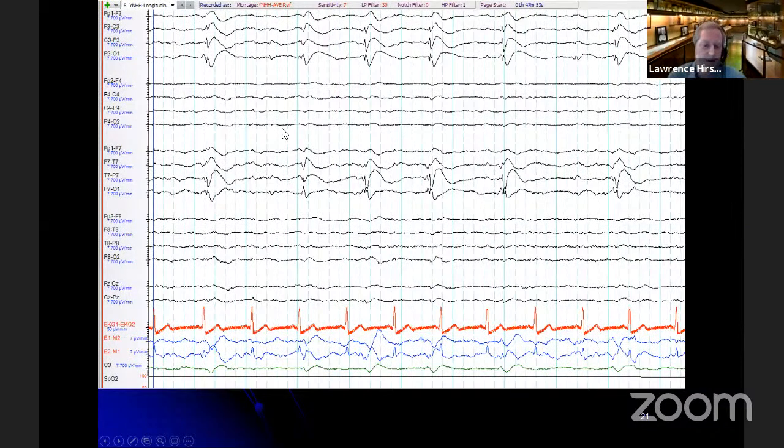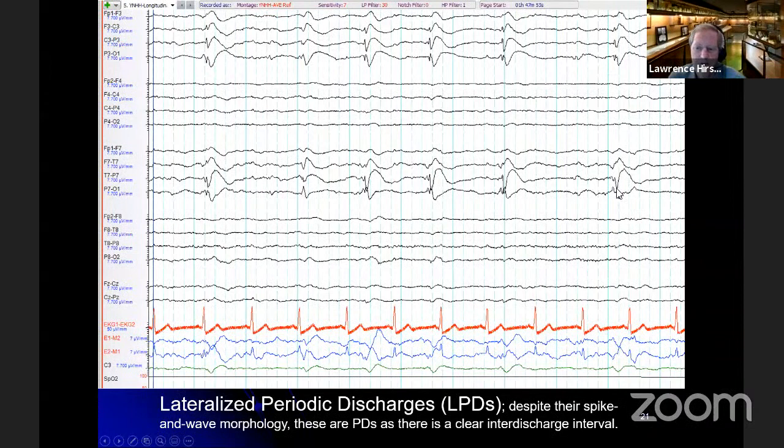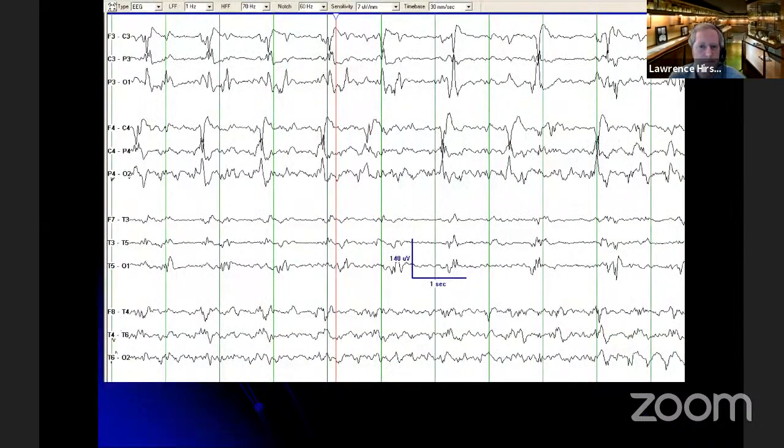And here's an example also of lateralized periodic discharge, but this time with a spike and wave morphology. But because there's a clear break between each one, it's still periodic discharges. Okay, so this is not an SW pattern, it's a PD pattern. Here's an example of bilateral independent periodic discharges. You can see the ones here on the right are going on their own, completely separate from what's going on the left.